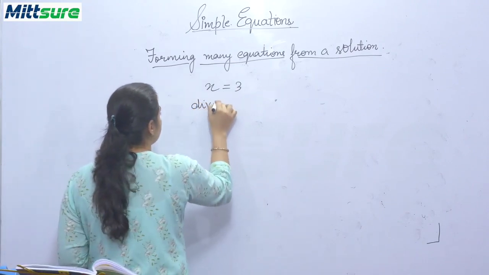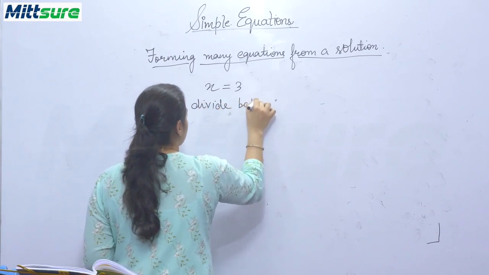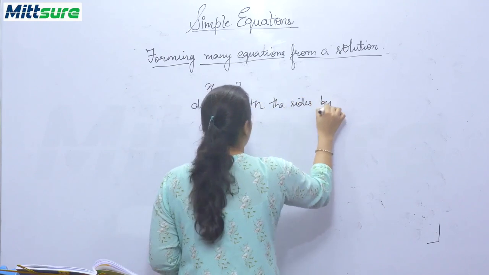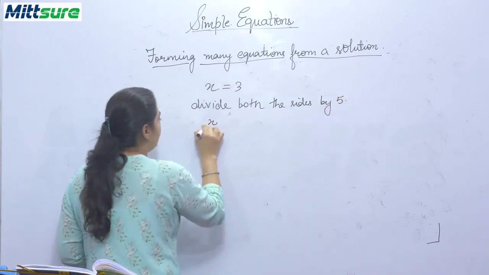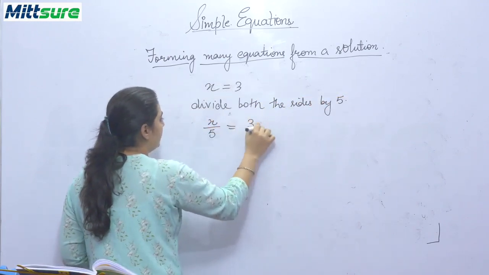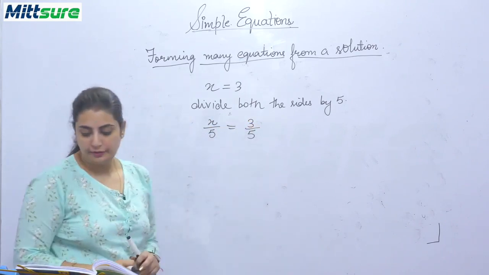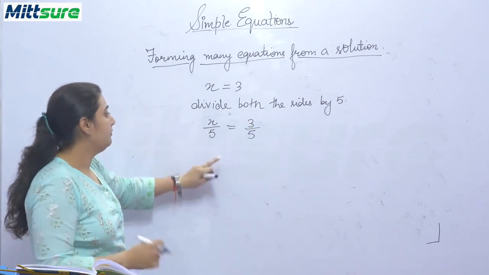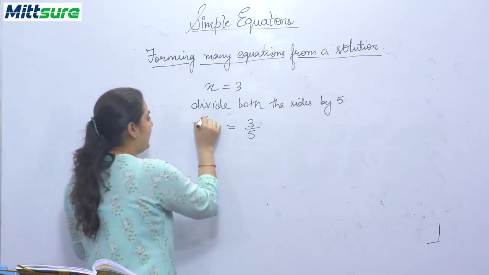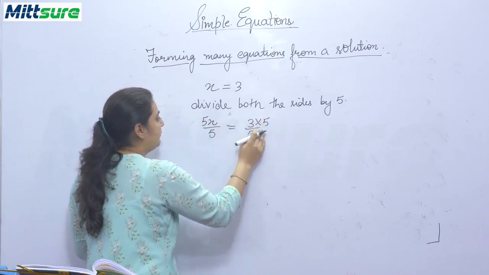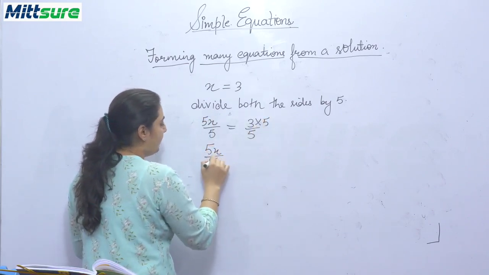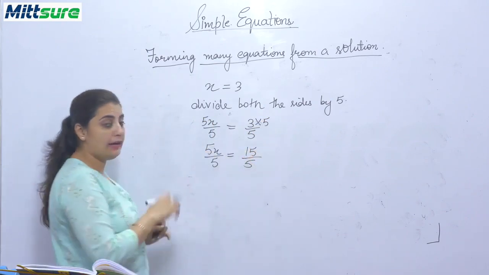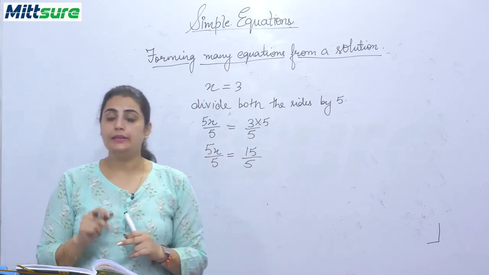Divide both the sides by 5. x upon 5 equals to 3 upon 5. But here we will be using the same equation. 5x upon 5 equals to 15 upon 5. So again the value will come to be the same.